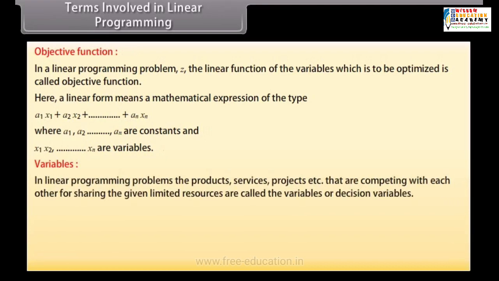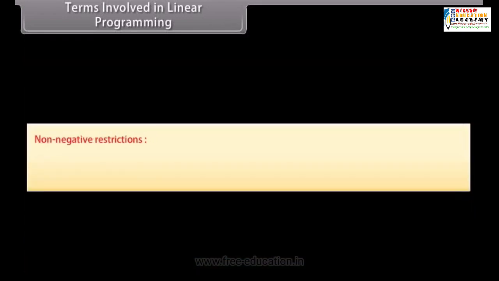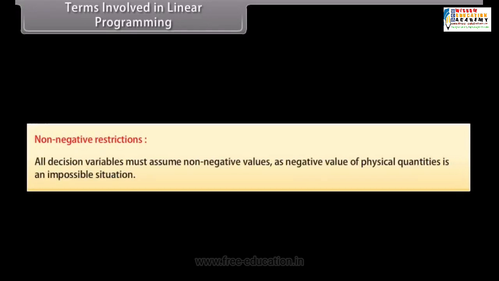Variables. In linear programming problems, the products, services, projects, etc. that are competing with each other for sharing the given limited resources are called the variables or decision variables. Constraints. The limitations on resources like cash in hand, production capacity, manpower, time, machines, etc., which are to be allocated among various competing variables, are in the form of linear equations and are called constraints or restrictions. Non-negative restrictions. All decision variables must assume non-negative values, as negative value of physical quantities is an impossible situation.